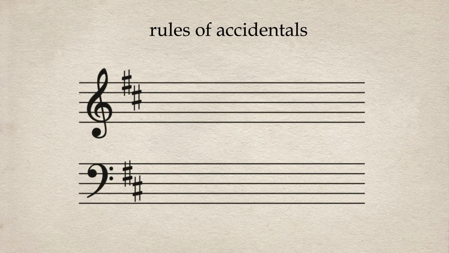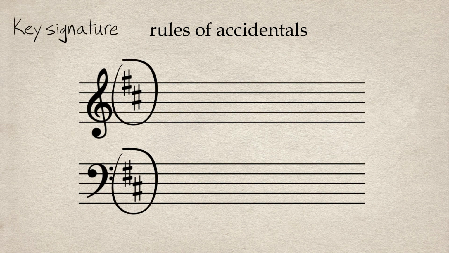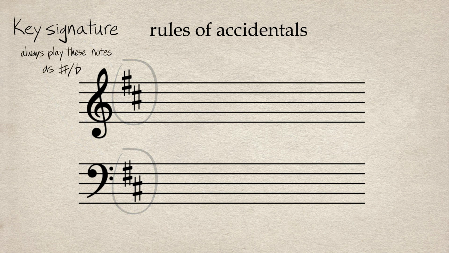Alright, now that we know what these symbols do, we have to learn a couple of rules about them when they appear in the sheet music. First, you may see the accidentals right next to the clef. This is what we call a key signature, and it means to always play these notes as sharps or flats. For example, in this key signature, we can see that the sharps are located on where the notes for F and C are. So that means we'll always be playing F sharp and C sharp instead of F natural and C natural.